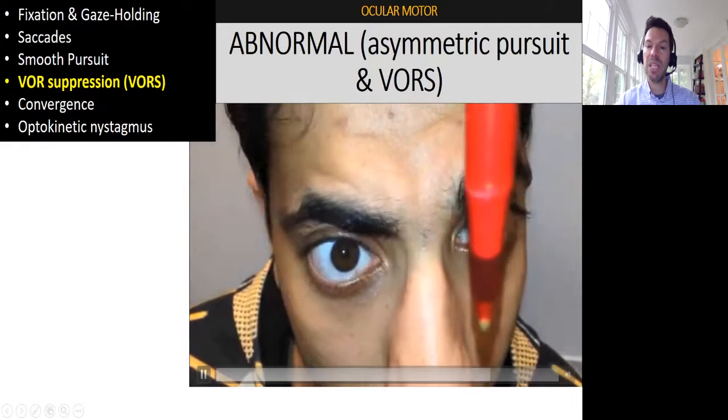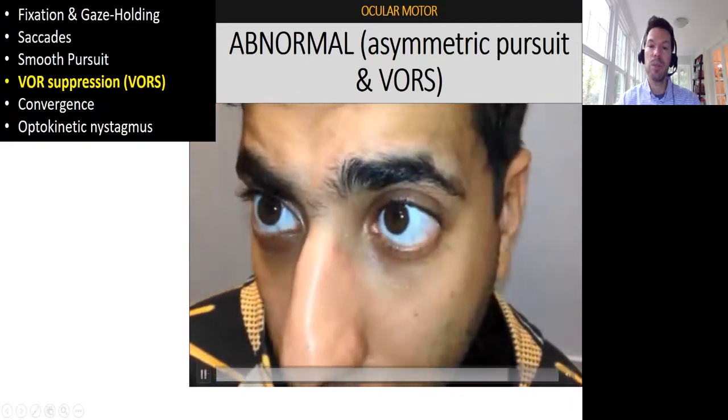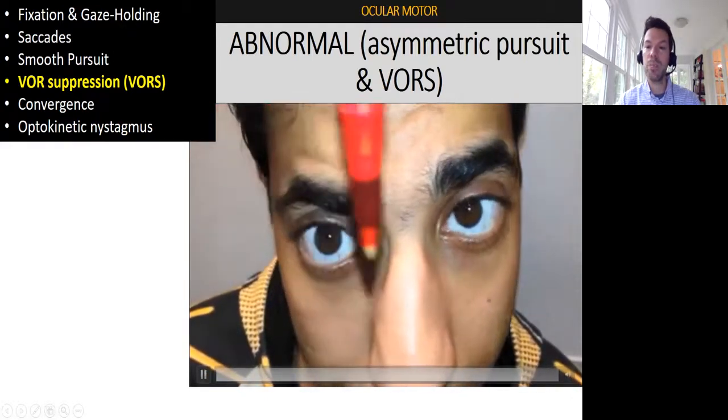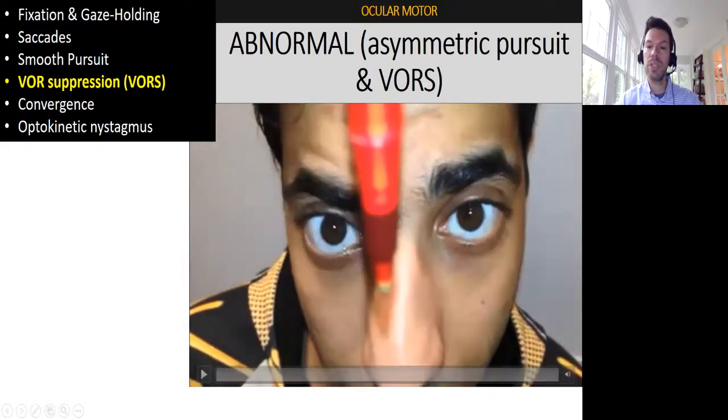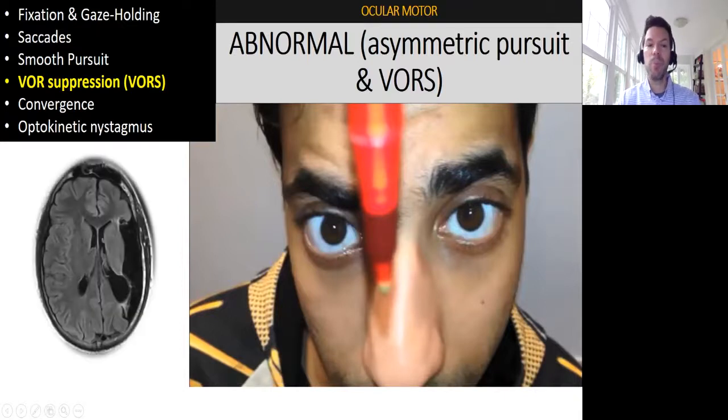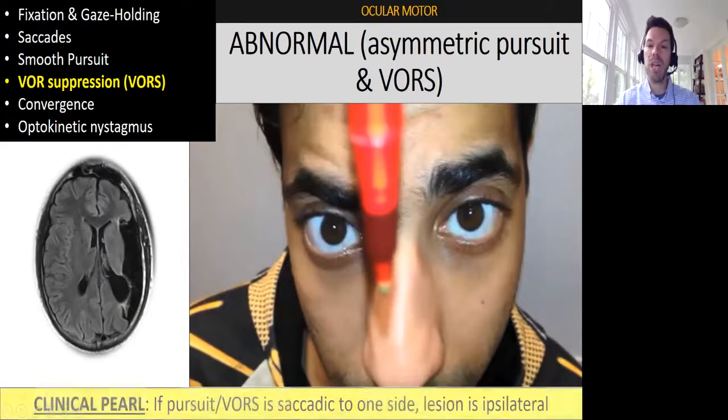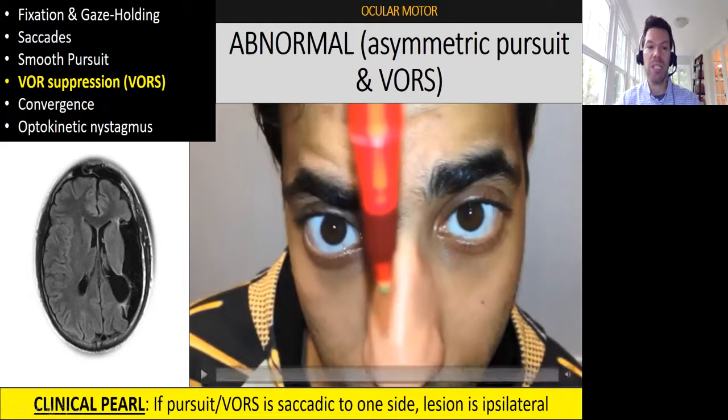VOR suppression, same thing. To the right is normal, and to the left is really choppy. So if you see this asymmetry, the problem is going to be ipsilateral to the side of the pursuit deficit. In his case, the pursuit deficit was to the left. And in fact, he suffered about 20 years prior to this a large left hemispheric stroke.